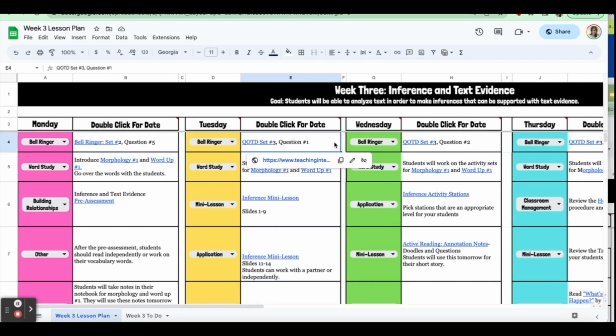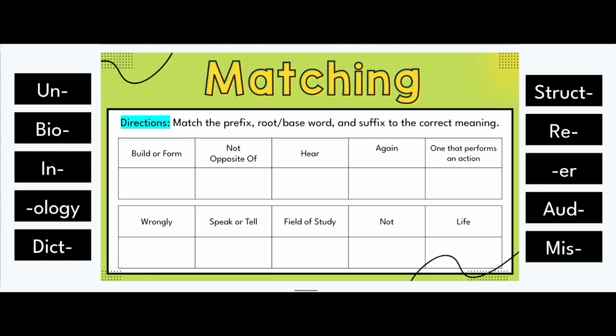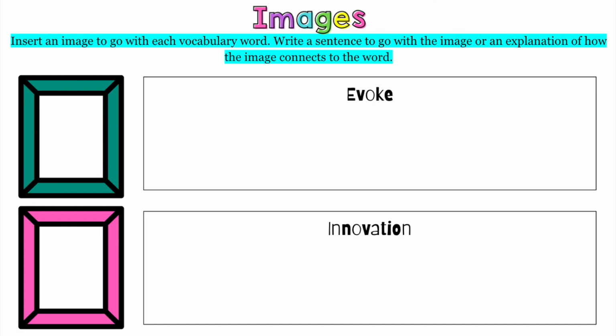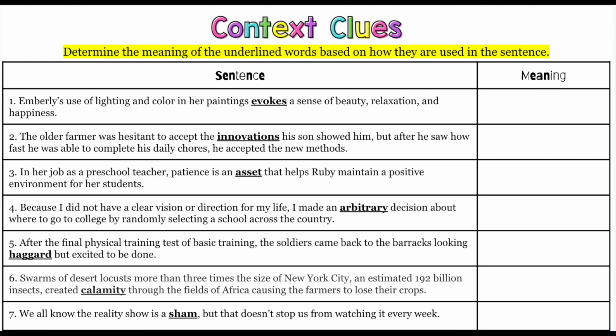So they start out with question of the day. And then today, instead of doing the vocabulary words, you're going to have them open their notebook and they're going to use their notes to work on their vocabulary activity sets. And I usually do that for about 10 minutes. And so after that, we start our Inference mini lesson.